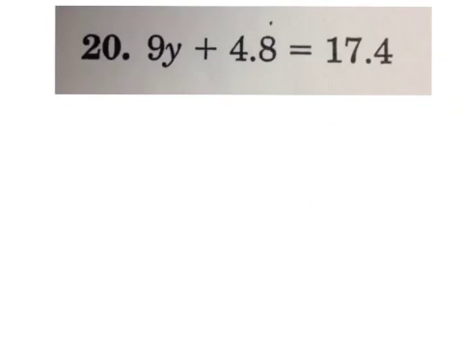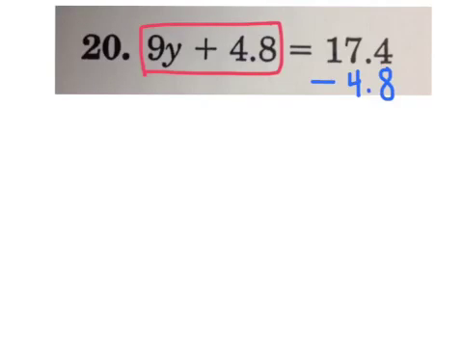The last question I'm going to help you out with is number 20. Number 19 and 20 are very similar. They have decimals in the problem, so these are the only questions that will have decimals in the answer. If you focus on the question part, it says 9 times a number plus 4.8 is 17.4. So instead of adding 4.8, I need to do the opposite because I'm working backwards. The opposite of add 4.8 is subtract 4.8.